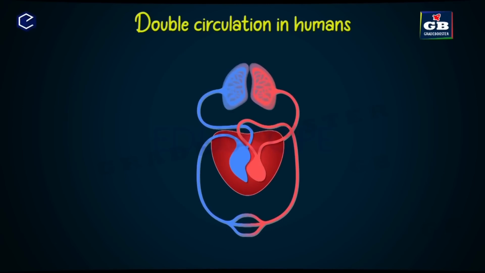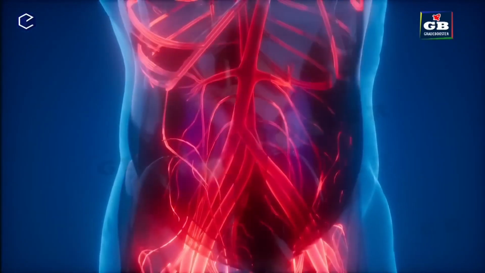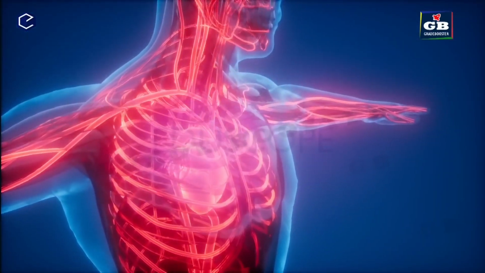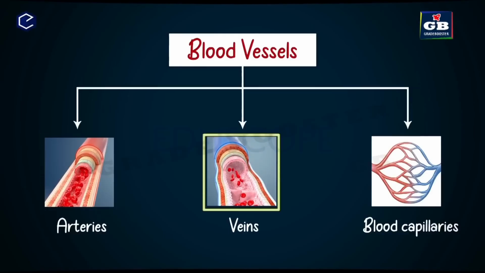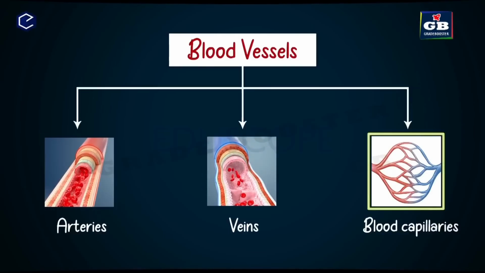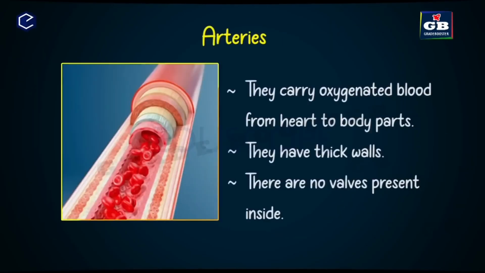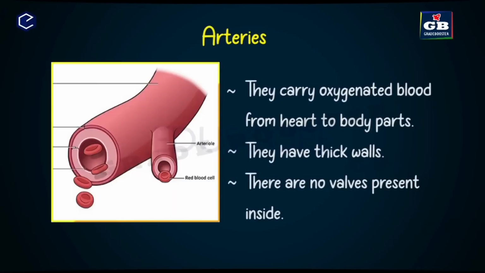Now, we will study about the blood and blood vessels. In our body, we have three different types of blood vessels named as arteries, veins, and capillaries. Arteries carry the oxygenated blood from heart to different parts of the body. Heart pumps the blood into arteries with great pressure. Arteries have thick and elastic walls to resist this blood pressure.